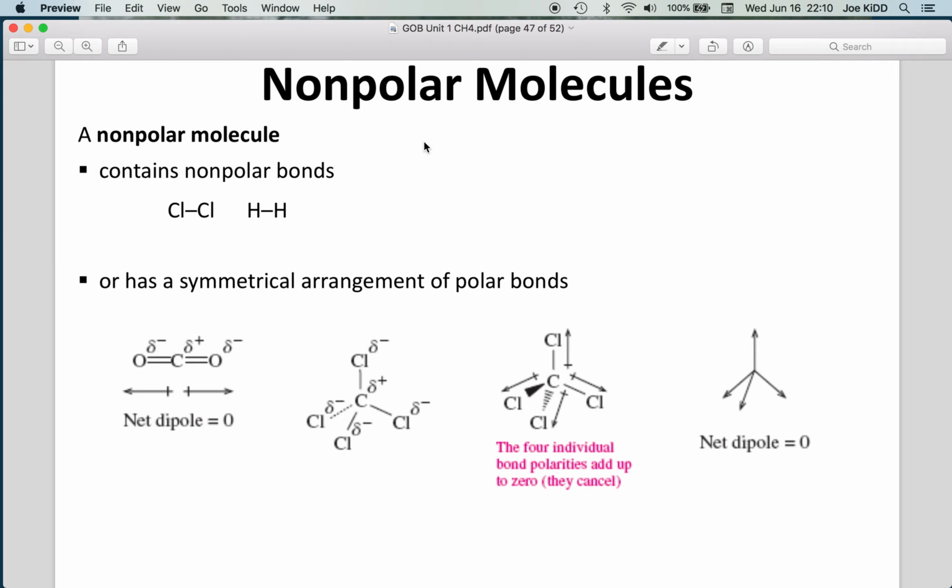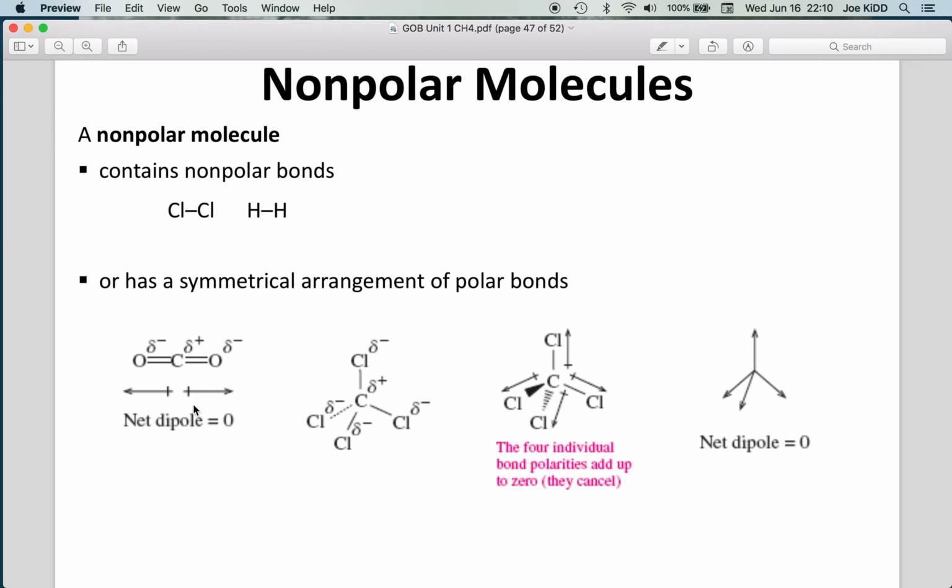So, nonpolar molecules. If a molecule does not contain a polar bond, it cannot be polar. That should be pretty obvious. No polar bonds, no polar molecule. However, we could have a molecule where it does contain polar bonds, but those polar bonds are symmetric.